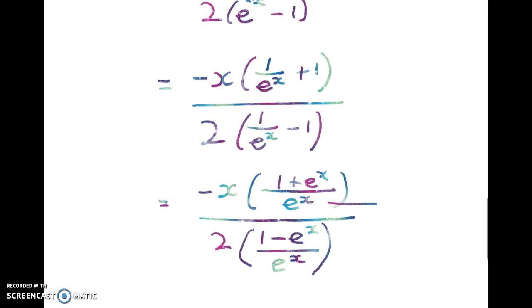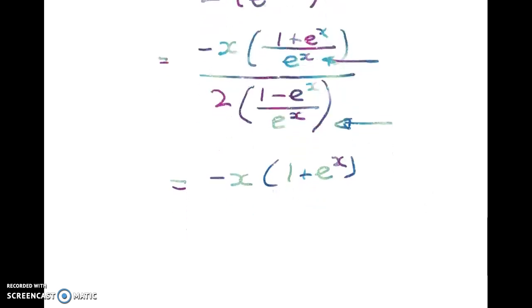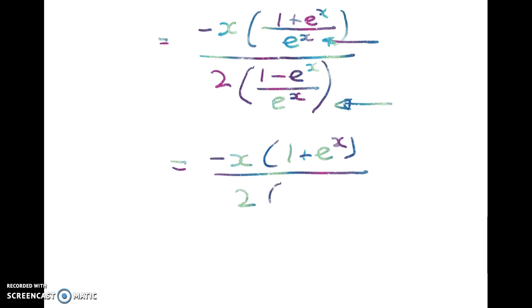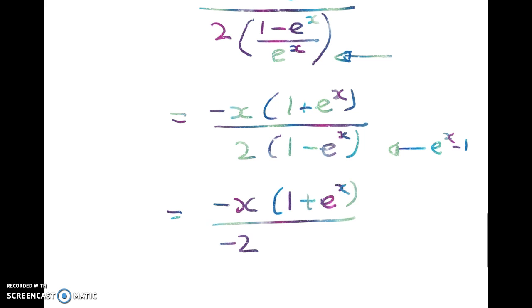Right, now look what we've got here. Well, we've got an e to the x here, and we've got an e to the x here. So they simplify, and we get negative x times 1 plus e to the x over 2 times 1 minus e to the x. So I'm not quite there because I need to have e to the x minus 1. So how do I do that? Well, I just take out a negative 1 as a common factor, and I'm going to get this 1 plus e to the x over negative 2 times e to the x minus 1.